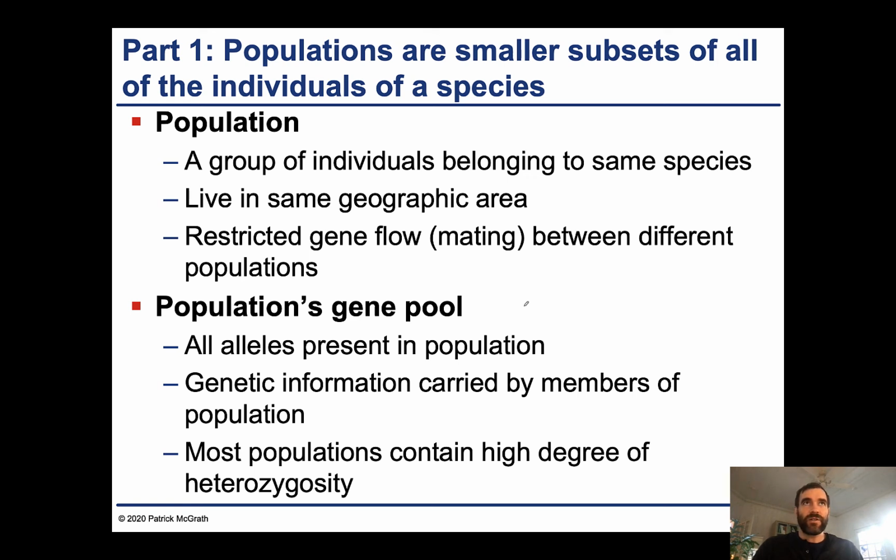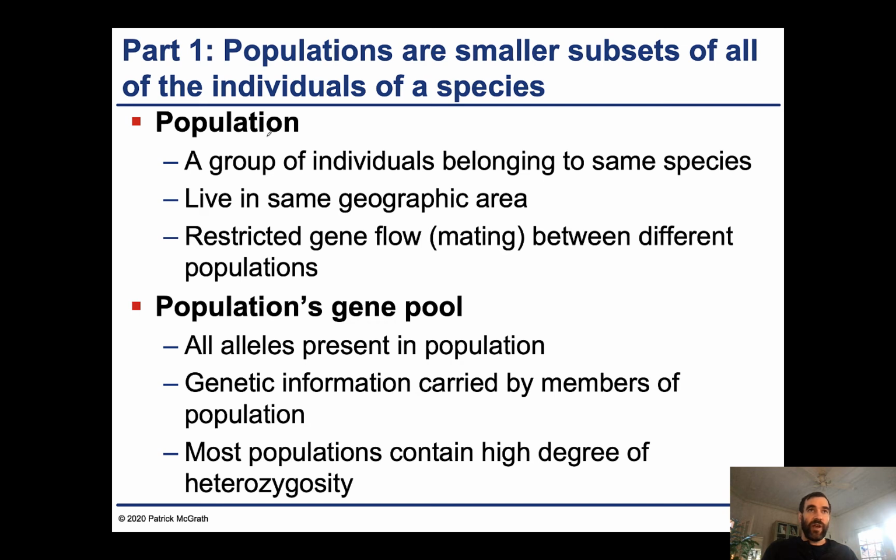All right, so the first thing we're going to talk about is a population. Populations are smaller subsets of all the individuals of a species. It's a bit of a nebulous concept what exactly defines a population. We have the human species, and there's approximately 6 billion humans that live on Earth. But the reason we don't consider this one single giant population is that there's typically restriction in the gene flow, which basically means there's restriction in mating between individuals of the population.